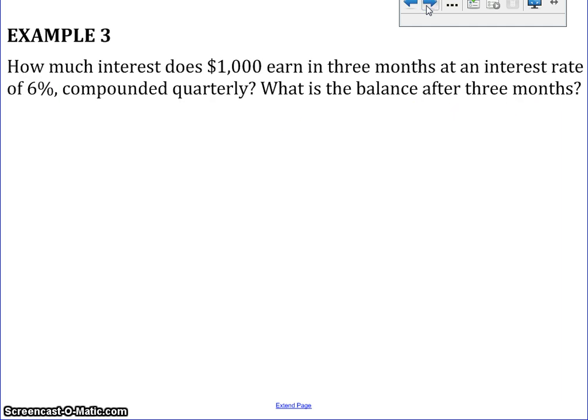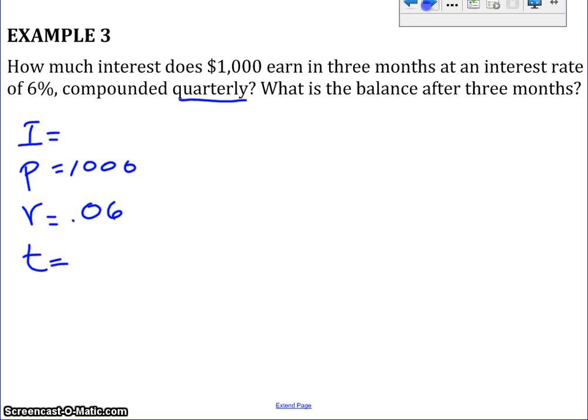All right, the third example: how much interest does $1,000, this should look familiar, earn at a rate of 6%, compounded quarterly? Now when you ask yourself quarterly, how many quarters are in 1 year? Well, there are 4 quarters, just like there are 4 quarters in a dollar, there are 4 in a year. So if $1 is broken down into 4 different sections, I've got 25 cents, 25 cents, 25 cents, and 25 cents.